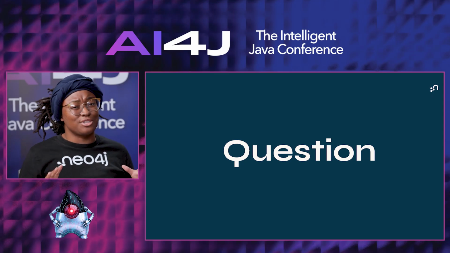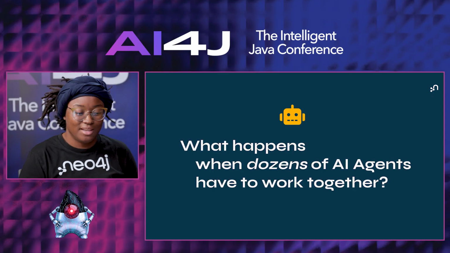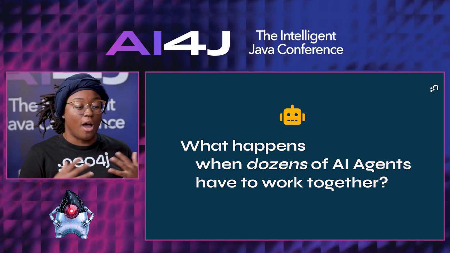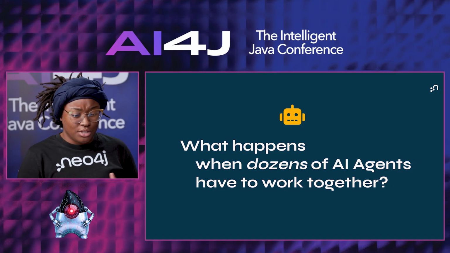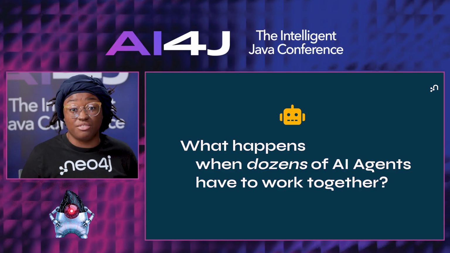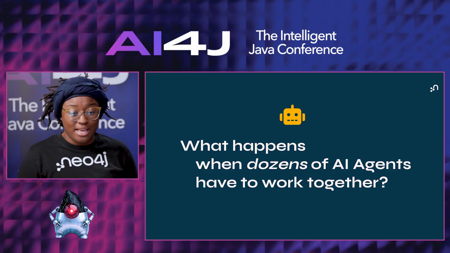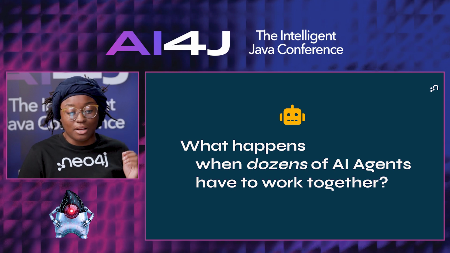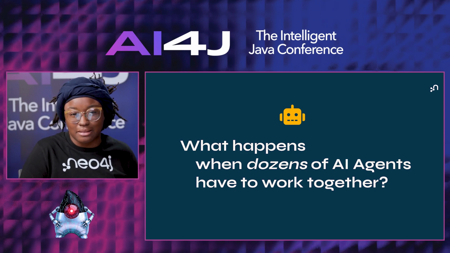So let's actually start off with a question. What happens when dozens of AI agents have to work together? In reality, if you simply unleash a number of different AI agents together, then there could be some chaos, right? There's a large risk that you're actually going to get something that looks something like this.